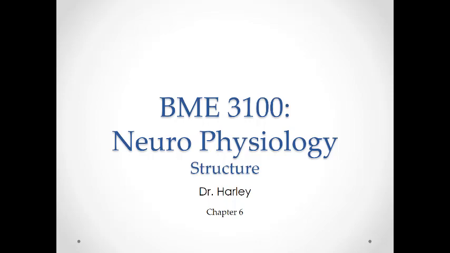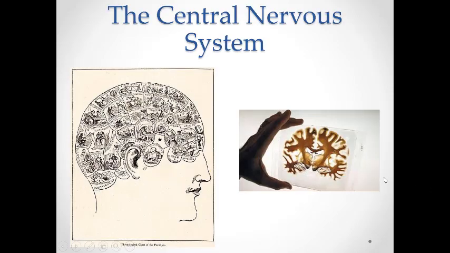Hello everyone. Today we're going to be talking about the structures of neurophysiology. The nervous system is divided into two systems, the central nervous system and the peripheral nervous system. The first we're going to talk about is the central nervous system.